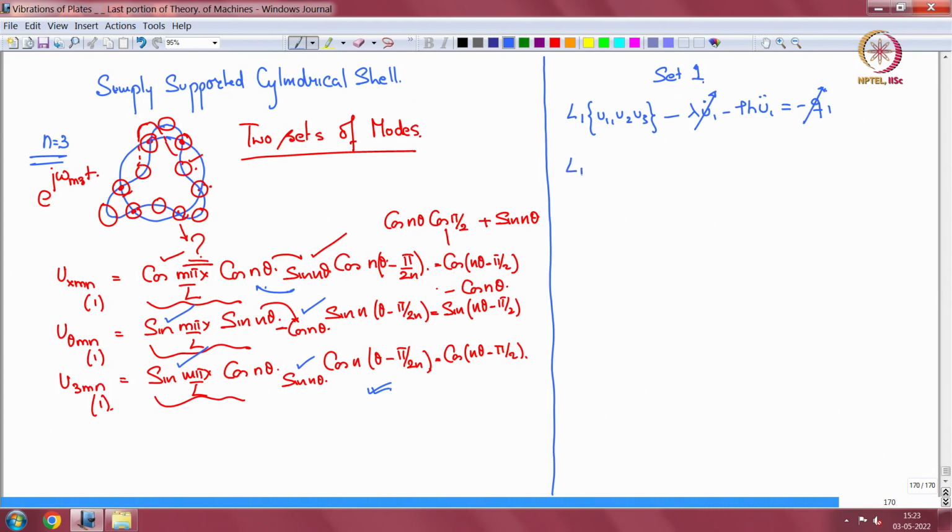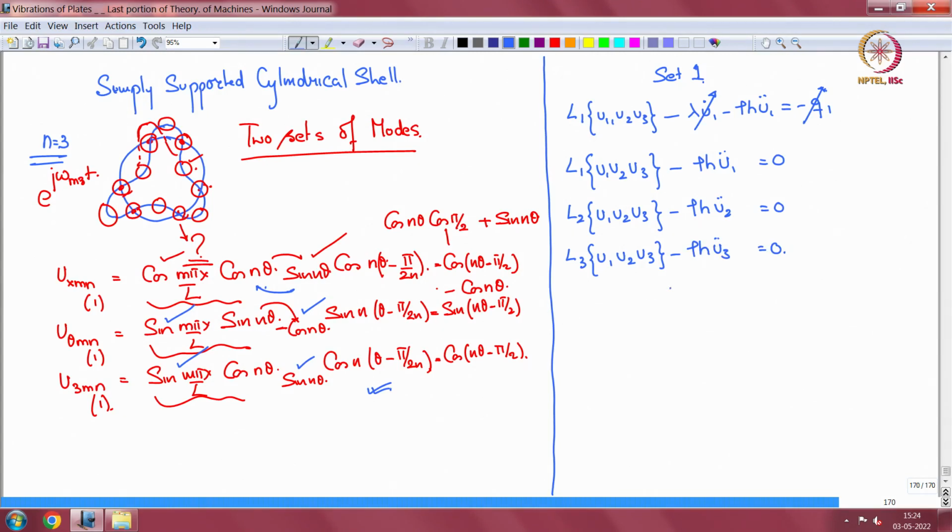So I have L1 u1 u2 u3 minus rho h u1 double dot is 0, then L2 u1 u2 u3 minus rho h u2 double dot is 0, then L3 u1 u2 u3 minus rho h u3 double dot is 0. The three equations are coupled because of curvature.